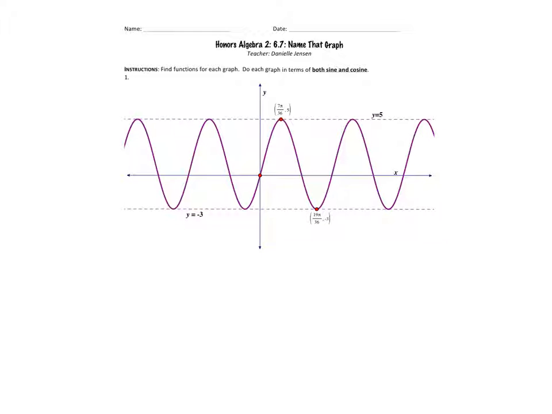Okay, let's go through a few problems on 6.7, name that graph. What you're going to have to do is, for each graph, find an equation, both in terms of sine and cosine, that represents the graph.